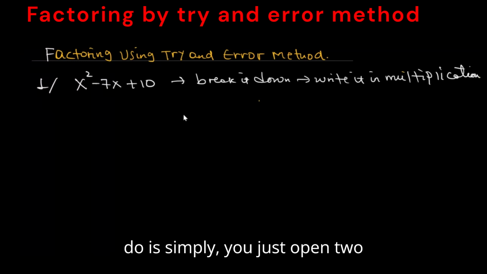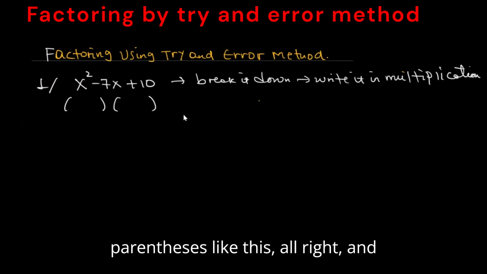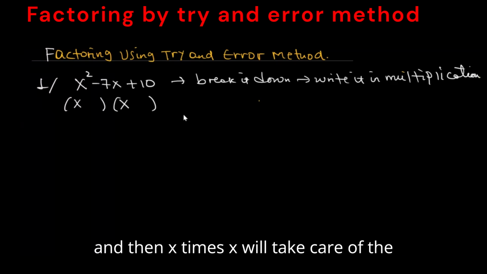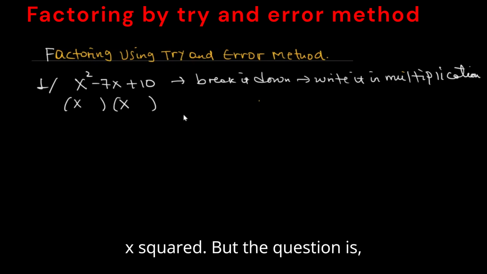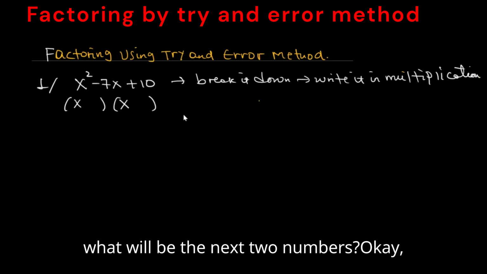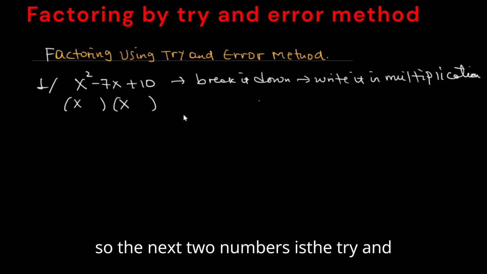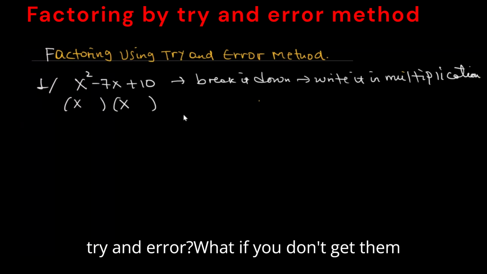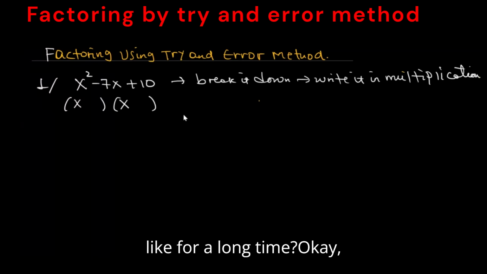So all you have to do is simply open 2 parentheses like this, and then you write just 2 x's here, x and x, and x times x will take care of the x squared. But the question is, what will be the next 2 numbers? The next 2 numbers is the try and error method that we are going to involve. But how many times do you have to try and error? What if you don't get them for a long time?